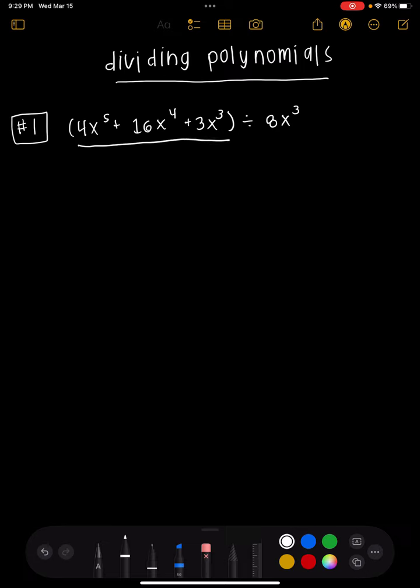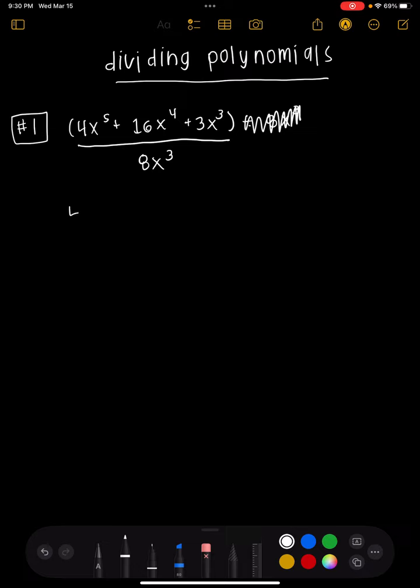When we're dividing like this, it's easiest to actually write it out like a fraction, because when we divide, it's really just a fraction form. So I'm going to put the 8x cubed right here instead of dividing it like this. And when we divide a big polynomial by only a monomial, or a one chunk polynomial, that's the same thing as dividing each separate term of the top polynomial by the 8x cubed.